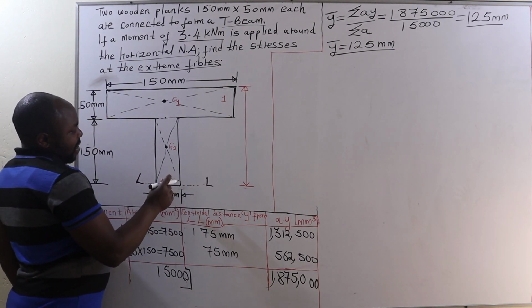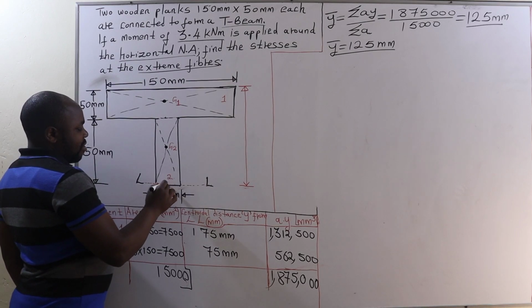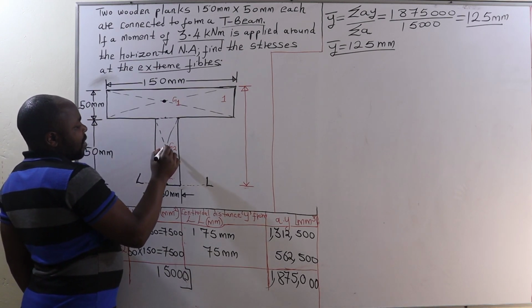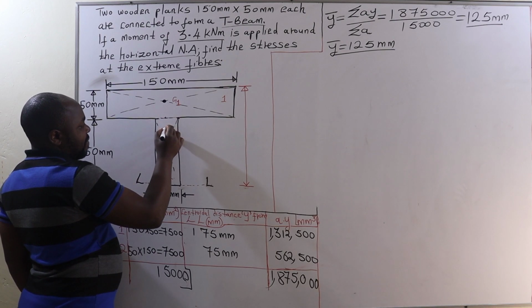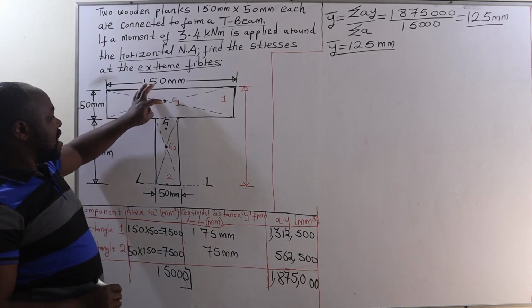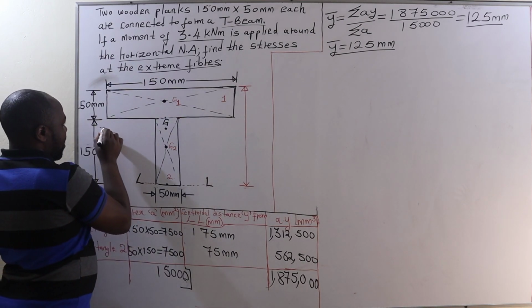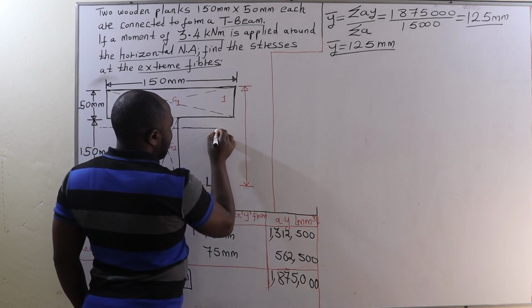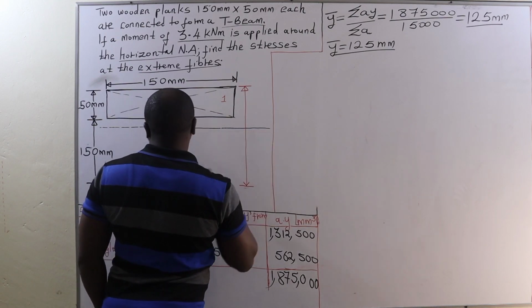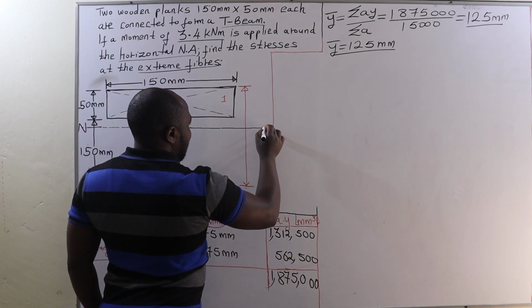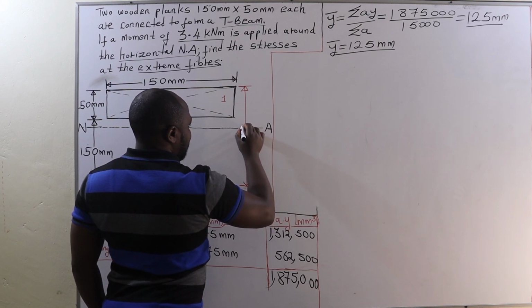Therefore, it means that the position of the center of gravity of this T-shaped section of the beam will be 125. If we try to approximate that position, this is 75 millimeters from LL. The whole of this one is 150. Therefore, 125 is about that point. That is the center of gravity of this T-beam. So we have the center of gravity, and at the center of gravity of this beam, that is where the neutral axis is going to pass. The neutral axis usually passes at the center of gravity of a given section of a beam.